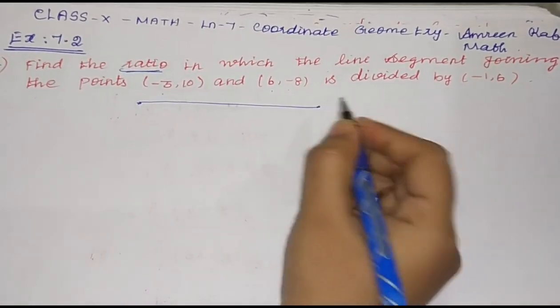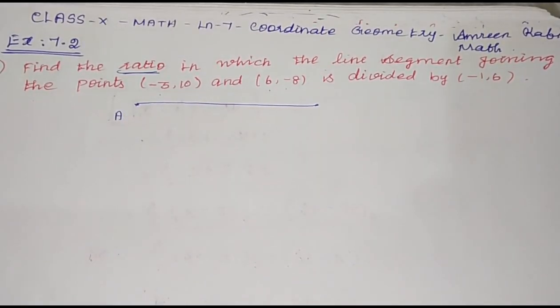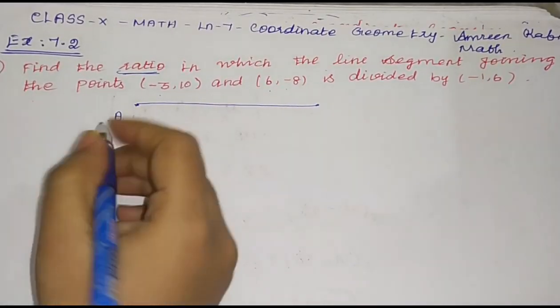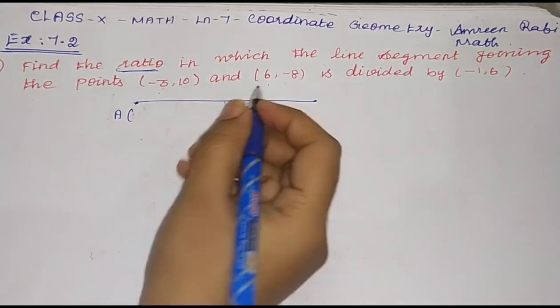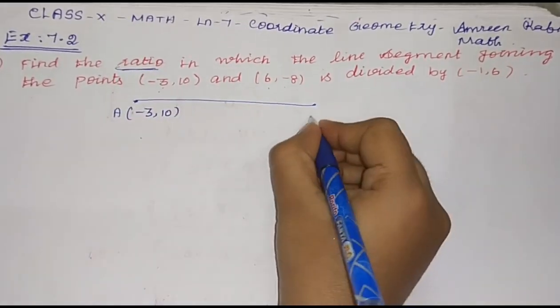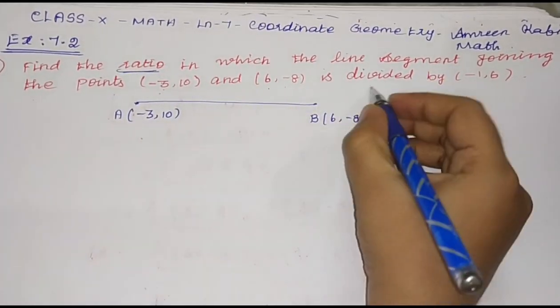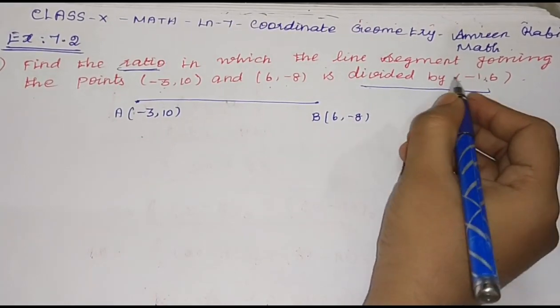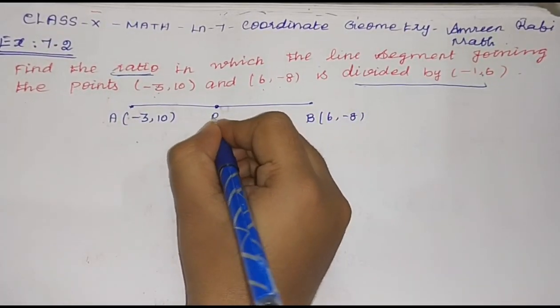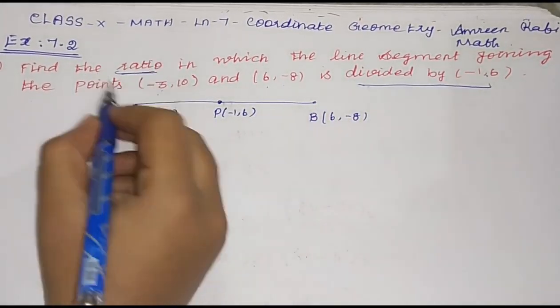So a line, they are given one point A. The A coordinate point I consider minus 3, 10, and the B coordinate point I consider 6, minus 8. The line is divided by minus 1, 6. So this point I consider P of minus 1, 6. We have to find out the ratio.